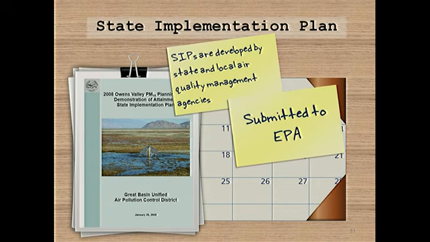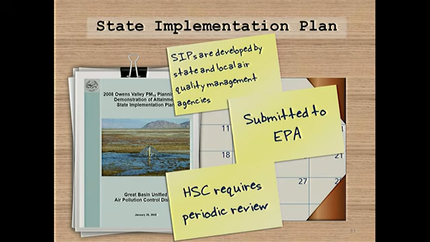Likewise, the Health and Safety Code of the State of California also requires ARB to establish and periodically review designation criteria. These designation criteria then provide the basis for the ARB to designate areas of California as attainment, non-attainment, or unclassified, which usually means there's not sufficient data to make a determination one way or the other.